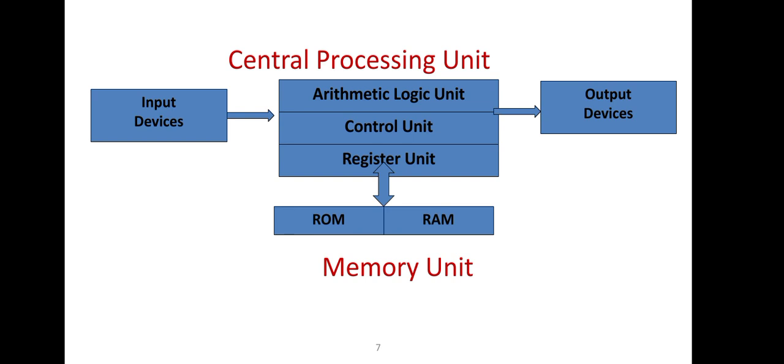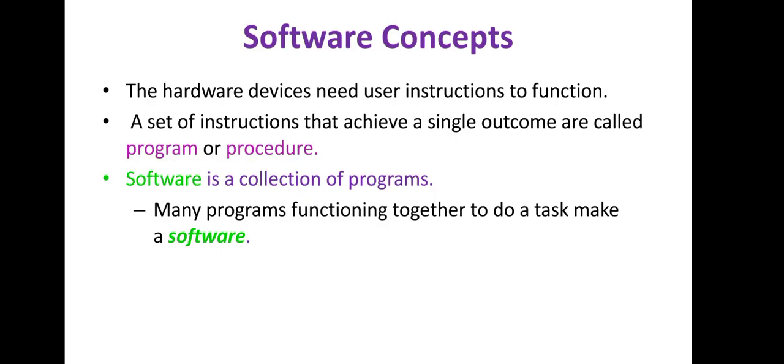So input devices will be there. There will be a CPU. In the CPU, there will be three units: the arithmetic logic unit, the control unit, and the register unit. And a memory unit will be there. It will take the input from the input devices, process it in the central processing unit, and produce the output as information that will be displayed on the output devices. Regarding these hardware components, we are going to discuss separately. And software components.